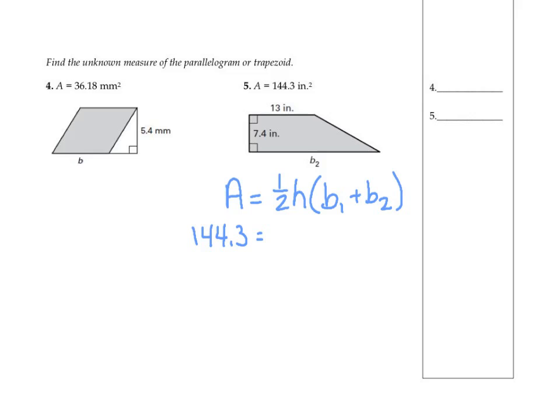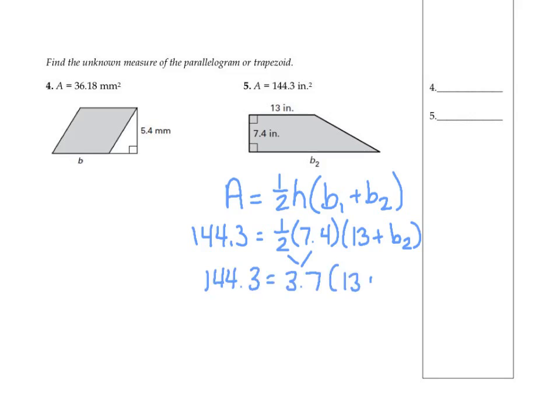So I'm going to plug that number in for area, then I'm going to put in half, and I know the height is 7.4, and we're told that the base 1 is 13, and we're not sure what base 2 is. So immediately I'm going to say, okay, I can combine some like terms. So I am going to take 7.4 times a half, and that's 3.7. And we have times 13 plus B2.